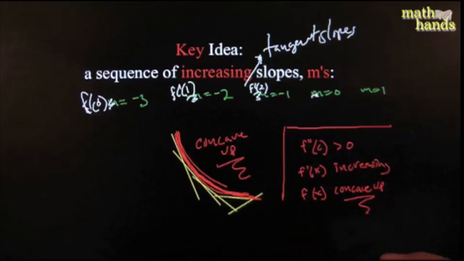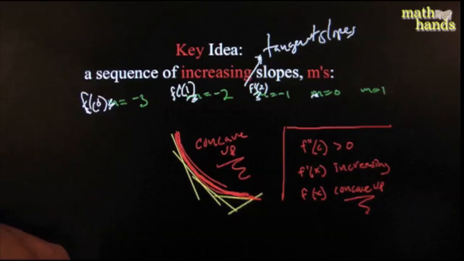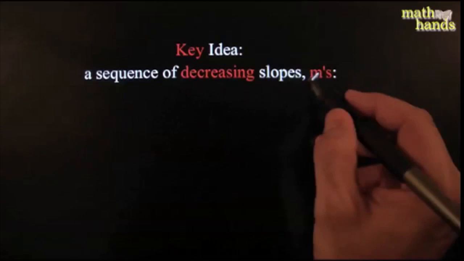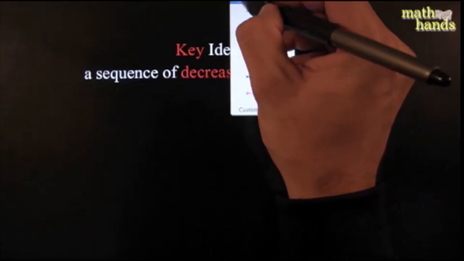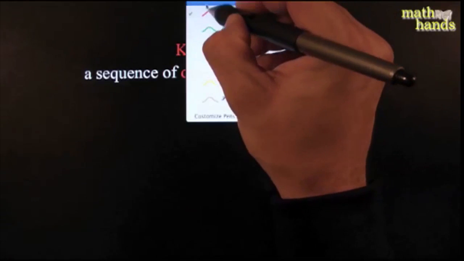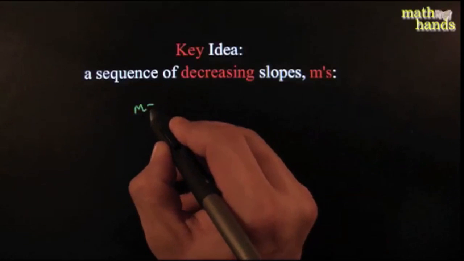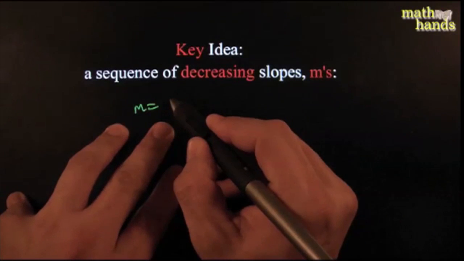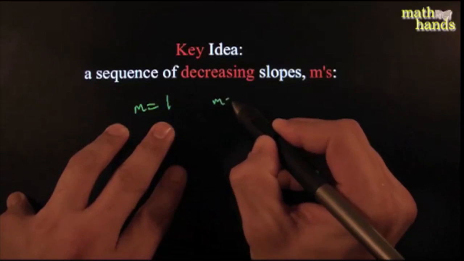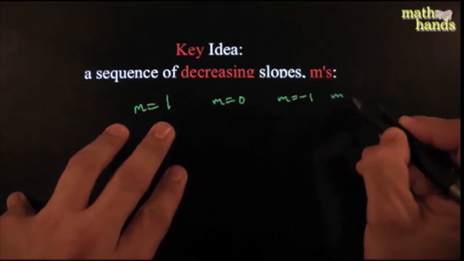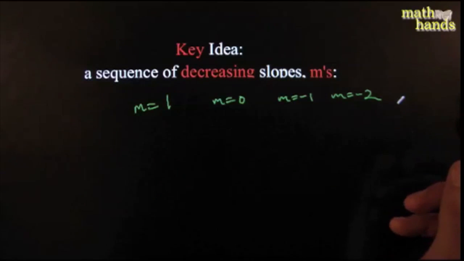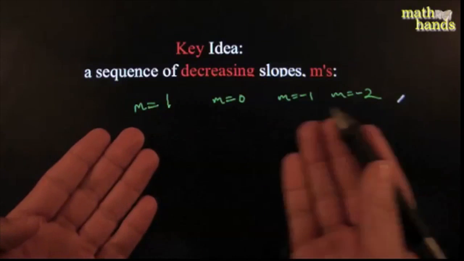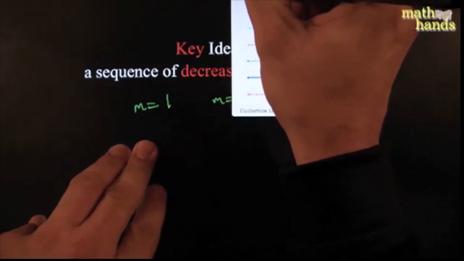Oh, but wait, there's more. Let's try one where it's decreasing, yeah? What if you have a decreasing sequence of slopes? Well, first of all, let's just write down some numbers that are decreasing. m is equal to, say, 1, m is equal to 0, m is equal to -1, m is equal to -2. This is a sequence that's decreasing as you move from left to right. Right? Can you pause this? Let's just draw some sample random decreasing slopes and see what they look like. What does that shape tell us?